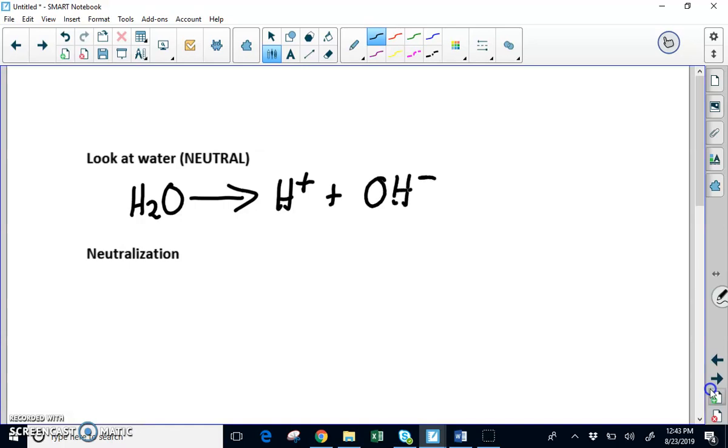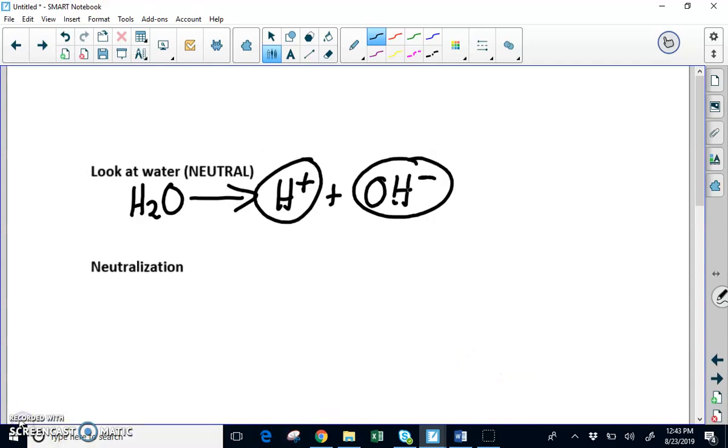Since you have equal amounts of H+ and equal amounts of OH-, in some way, it's acting both as an acid and a base, and therefore is neutral because it has both acidic properties, it releases H+, and basic properties, it releases OH-. This, by the way, Marlon, just so you know, we call autoionization of water, if you want to remember from chemistry.